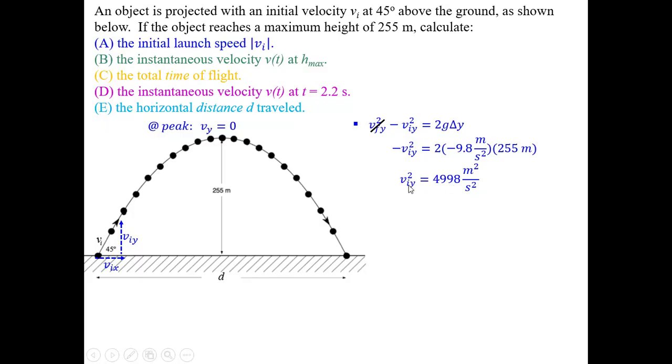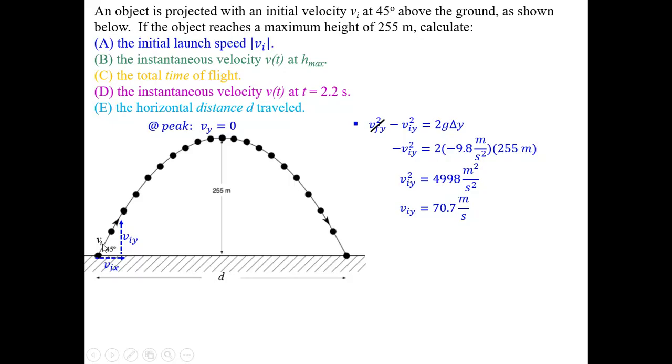But you notice here this is VIY square. This is the initial velocity in the vertical component square. So to find VIY, I can just square root both sides. If you do that correctly in your calculator, the square root of 4,998 will give you about 70.7. Now it's important here that you recognize this is not the initial velocity or initial speed. This is the initial velocity in the y component.